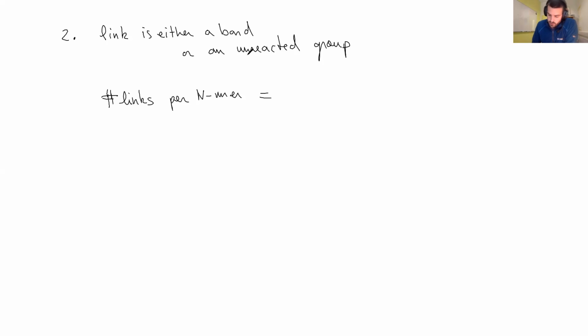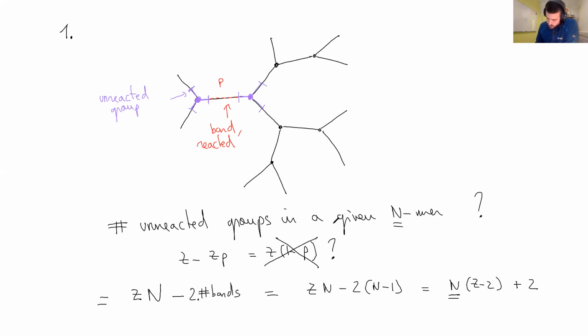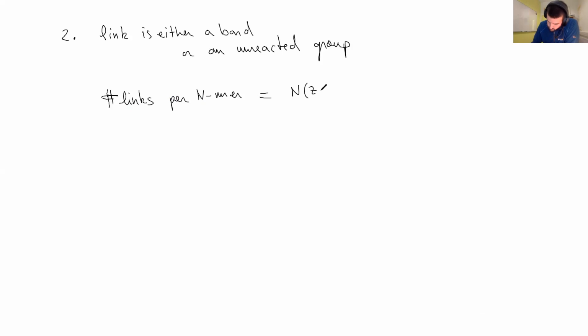So it's the sum of unreacted groups and bonds. The number of unreacted groups in a given n-mer, we already know it from before. It's n(z-2) plus 2. So let's just put it here. That's the number of green stuff. But then we want to add the number of bonds now. And how many bonds? We already discussed that. It's n-1. So this is the unreacted part, unreacted groups, and in the drawing it was in red. This is the number of bonds.